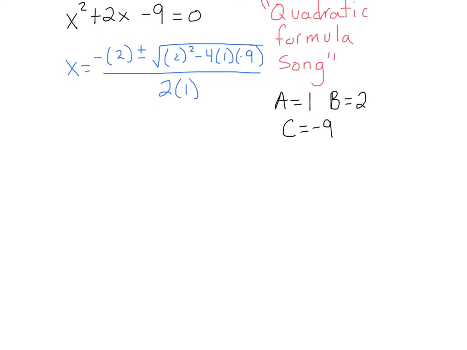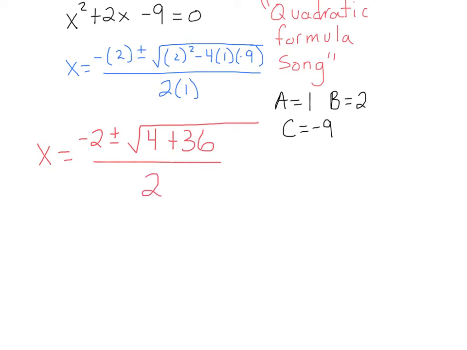This is where students normally make the mistake, in simplifying. So I've got x equals negative 2 plus or minus the square root of 2 squared is 4. Now watch right here. Many students make a mistake here. I've got negative 4 times 1 times negative 9. When you do negative 4 times 1 times negative 9, that gives you positive 36. So right here I need to put plus 36, not minus 36. And that's all over 2 times 1, which is 2.